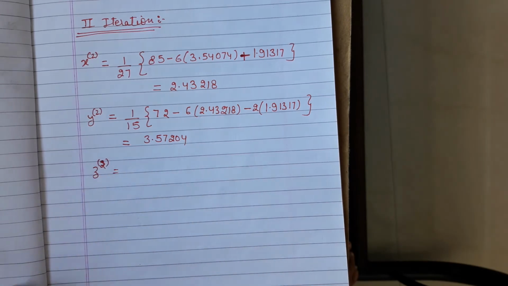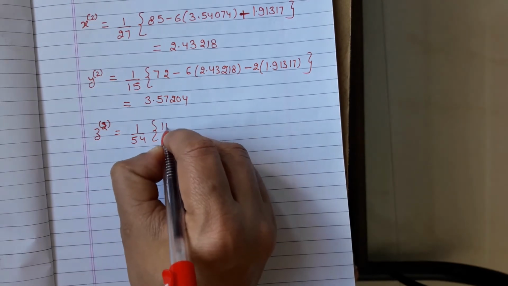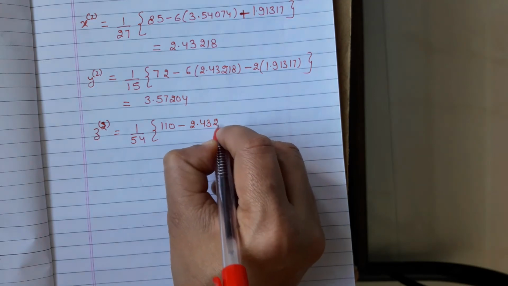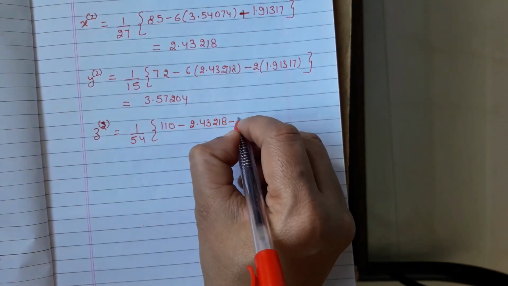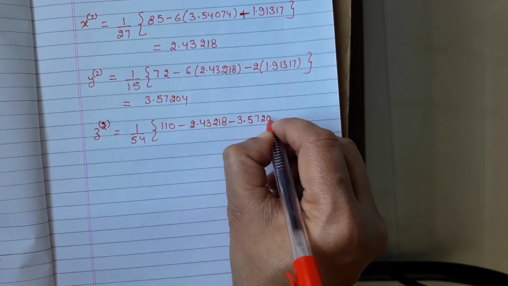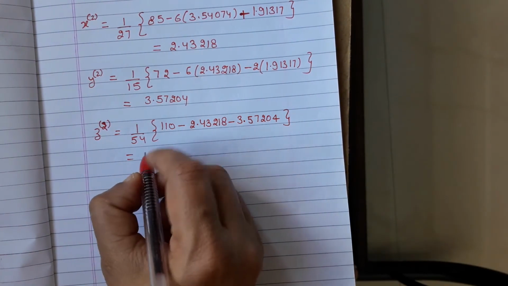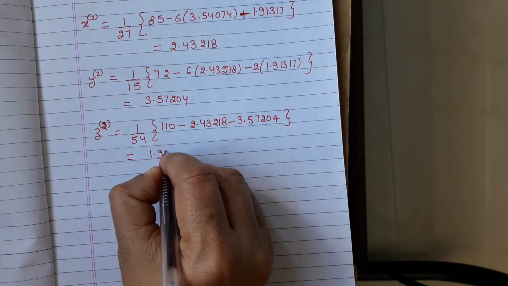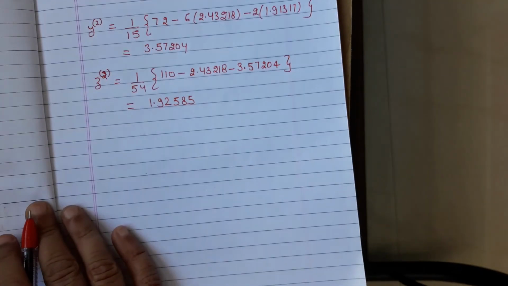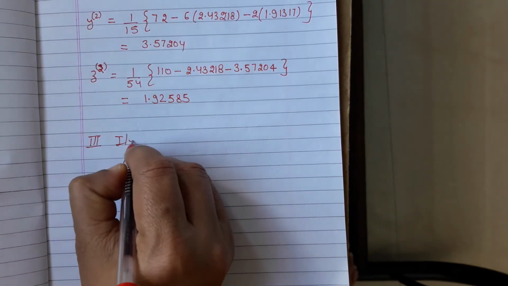Now find out z2. So z2 is 1 by 54, 110 minus x. You remember that value we should put, that should be the immediate previous one. Though we have got two values, which one are we using? The immediate previous one. When we simplify this, we get 1.92585. So here the second iteration is done. Now we'll go to the third iteration. As the question says, we have to perform 3 iterations.